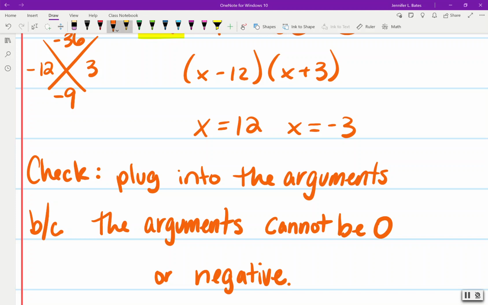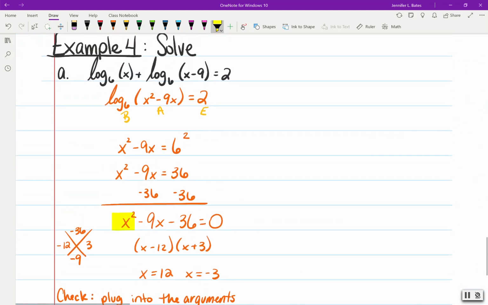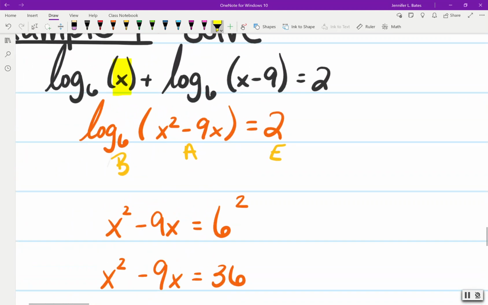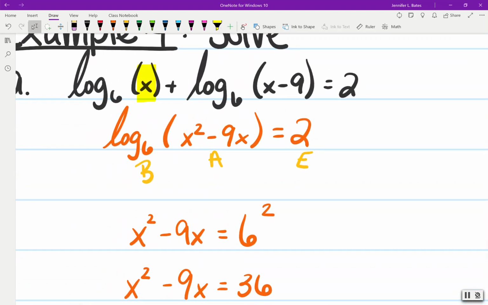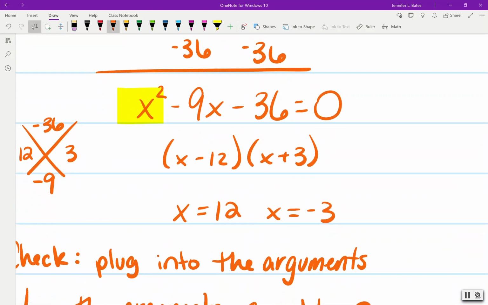Okay, so here's what we're going to do. We are going to take 12. I'm going to go back up to the original problem, and I'm going to plug 12 in here. If I plug 12 in here, now the argument is 12. Is 12 negative? Give me a head nod. Is 12 negative? No. Is it 0? No. So is 12 an answer? Yes, so we could come down here and box 12. 12 is one of my answers.